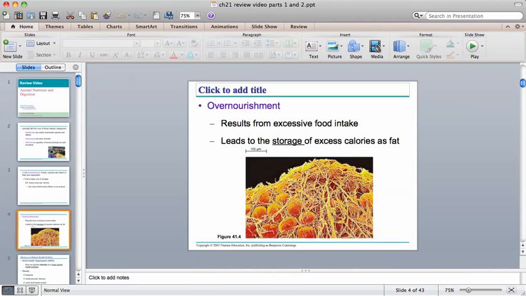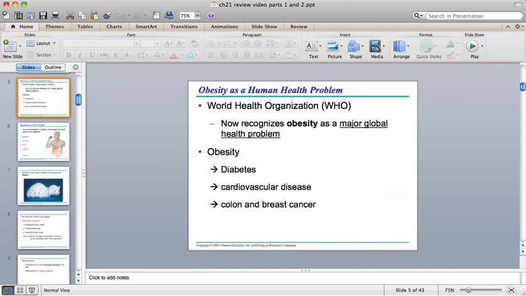Now this is in contrast to overnourishment, where you just are taking in too many calories, and that leads to the storage of excess calories as fat, as we can see here in these adipose cells and this connective tissue web in the diagram shown at the bottom, or the picture shown at the bottom of the screen.